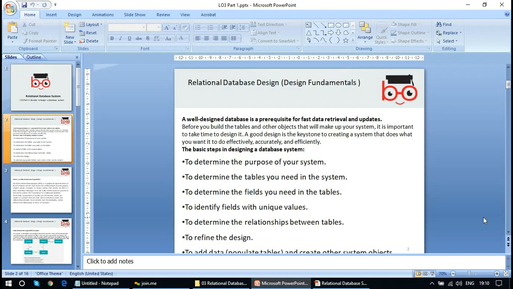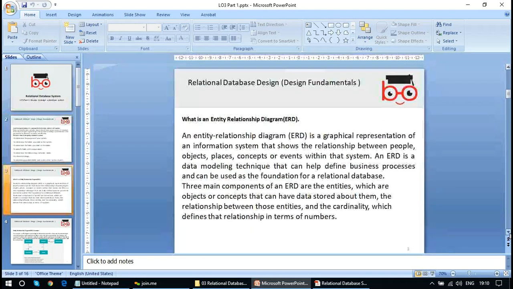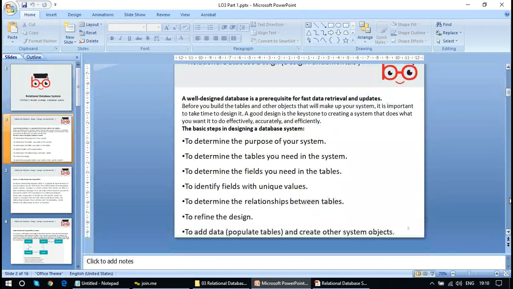The basic steps in designing a database system are to determine the purpose of your system. For example, this is most important, why you are creating it. Then determine the number of tables you need in the system, determine the fields you need in the tables, identify fields with unique values, determine the relationships between tables, refine the database, add data and create other system objects. Is that clear? Yeah, that's clear.